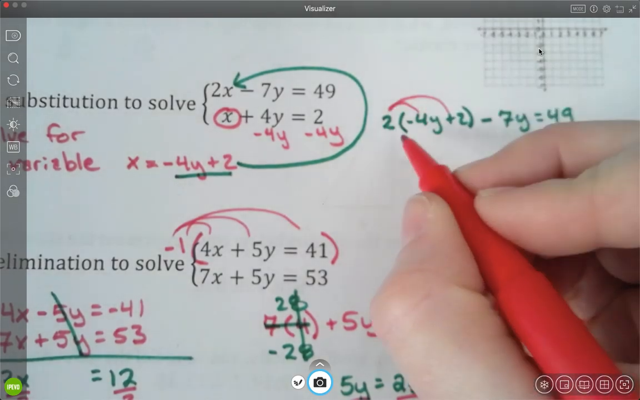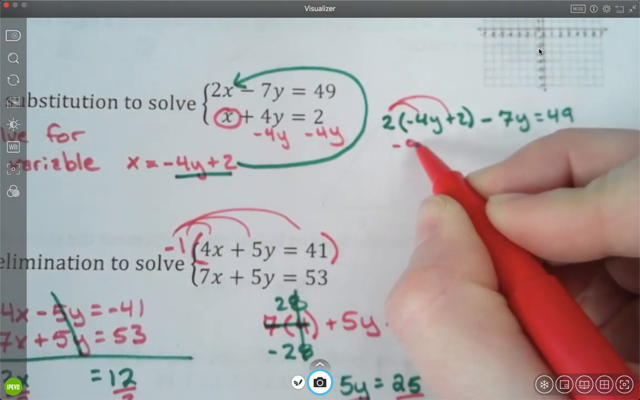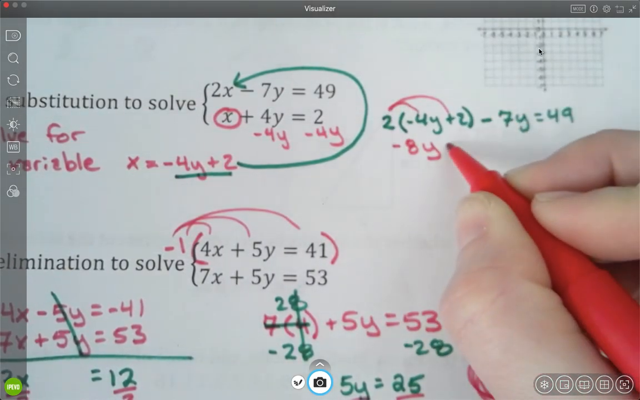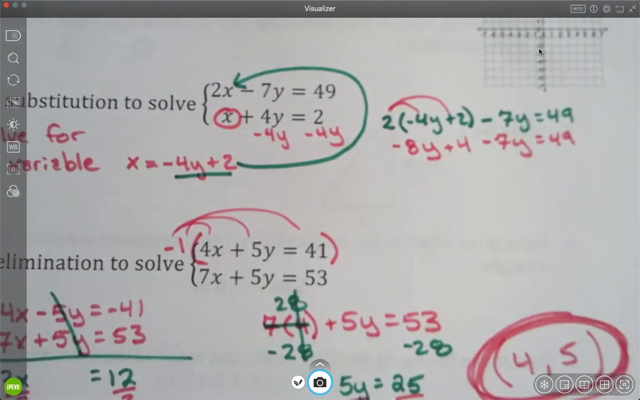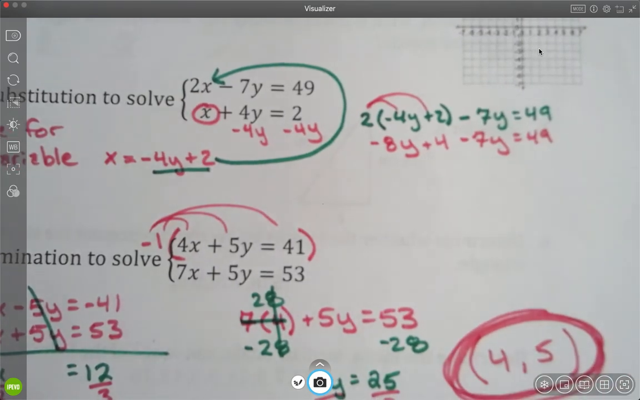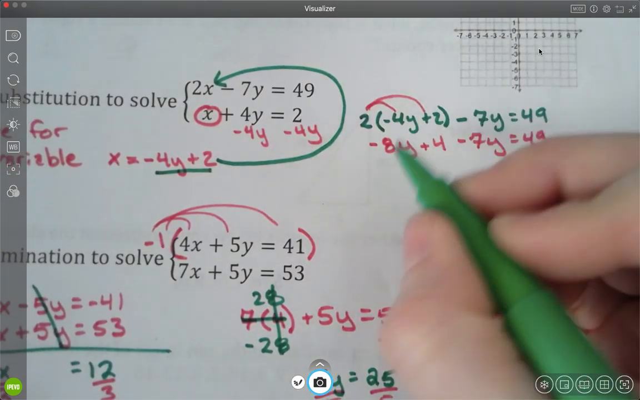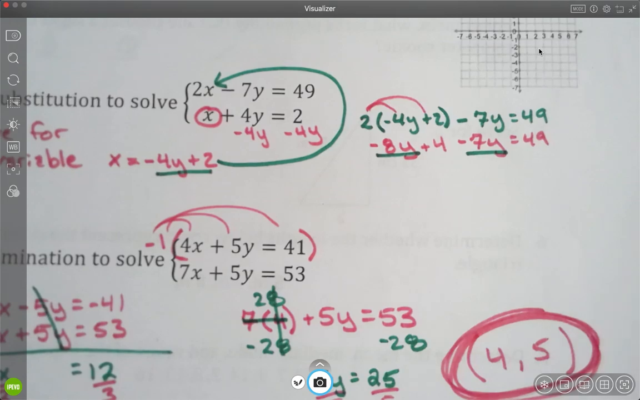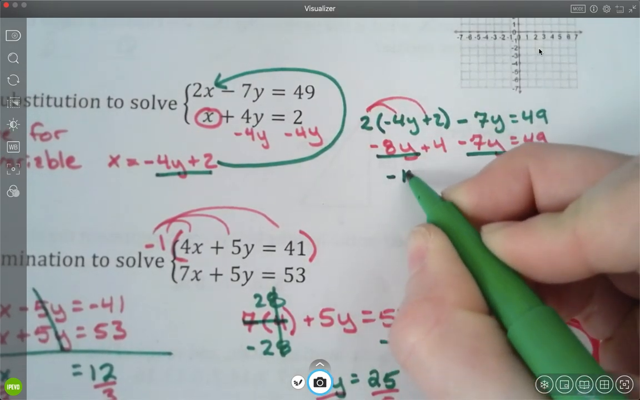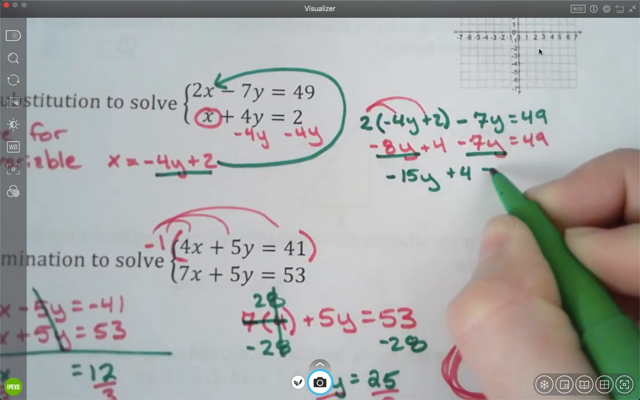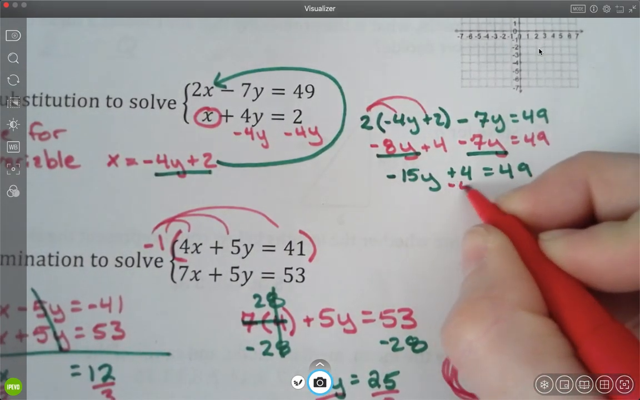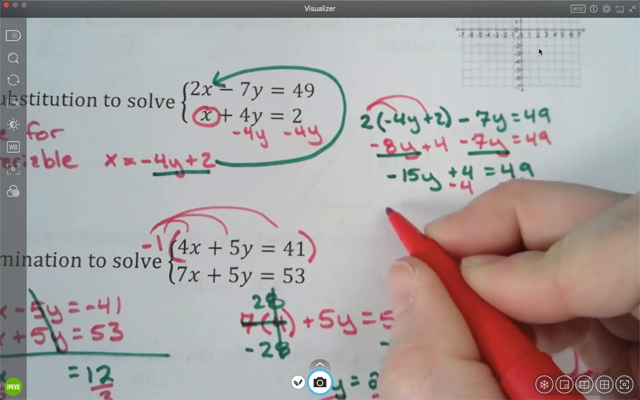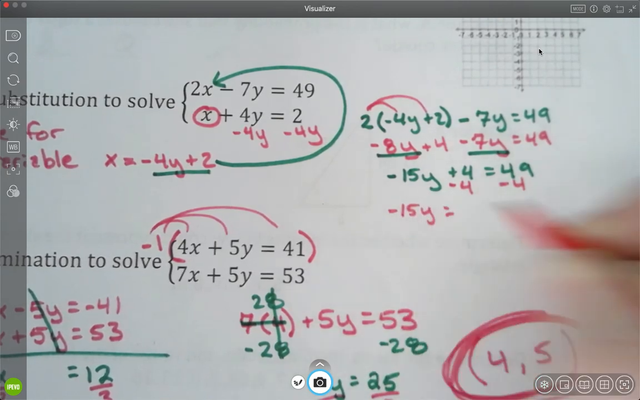So let's distribute. 2 and negative 4y makes a negative 8y, and 2 and 2 makes 4. Minus 7y equals 49. There we go. Then add negative 8 and negative 7, which makes negative 15y plus 4 equals 49. Then subtract 4 from both sides. Negative 15y equals, what's that become?